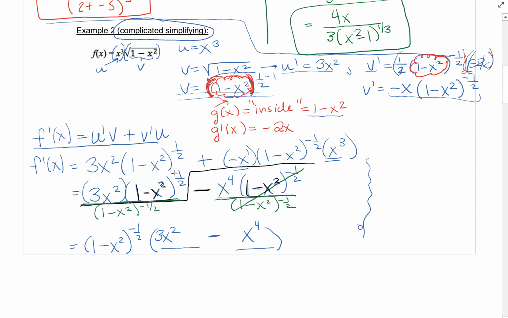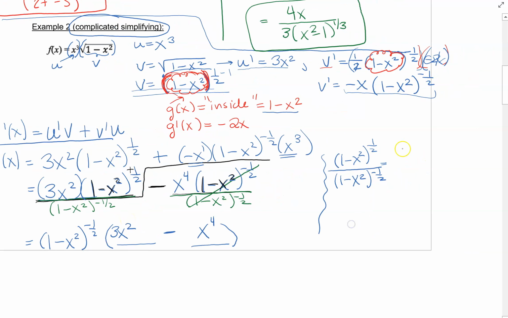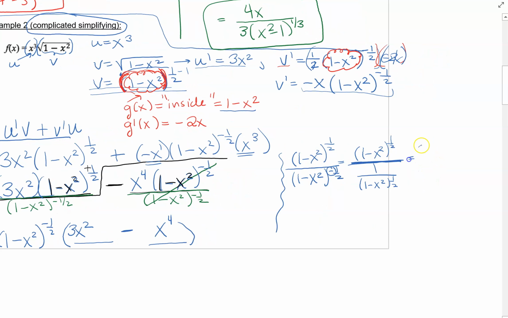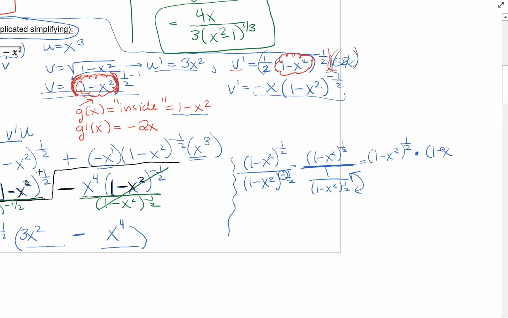So let's work off to the side. If I'm going to take (1 minus x squared) to the 1/2 and divide it by (1 minus x squared) to the negative 1/2, which again, is what it means when you factor it out, it means you're dividing it out from both. Well, that means that I'm dividing (1 minus x squared) to the 1/2 by 1 over (1 minus x squared) to the 1/2, because that's what a negative power means. It means take the reciprocal. But then what does division mean? Division means to multiply by the reciprocal. So I'm going to end up multiplying by (1 minus x squared) to the 1/2.